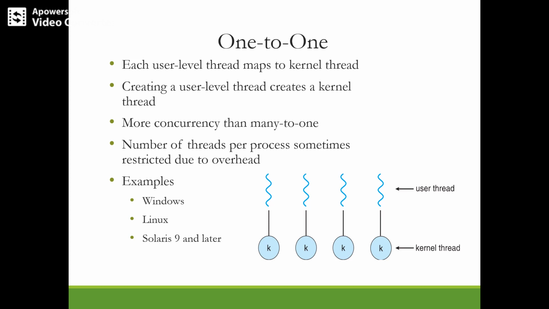As the number of threads increases, more memory is required. That is an overhead because each time you need to create a new kernel thread, and the system performance will also slow down. So we have this kind of model in OS/2, Windows NT, Windows 2000, and Linux systems.